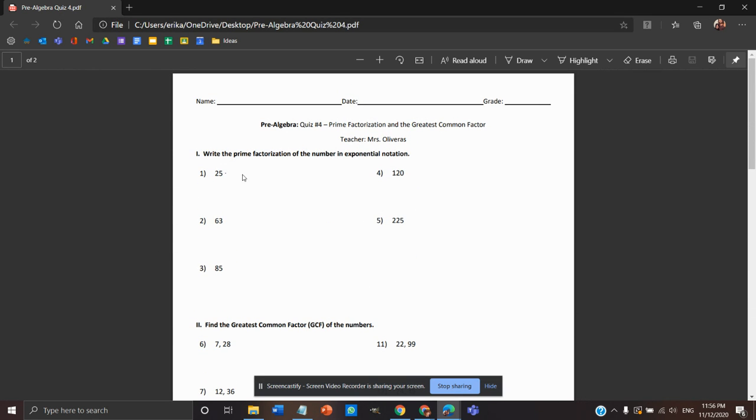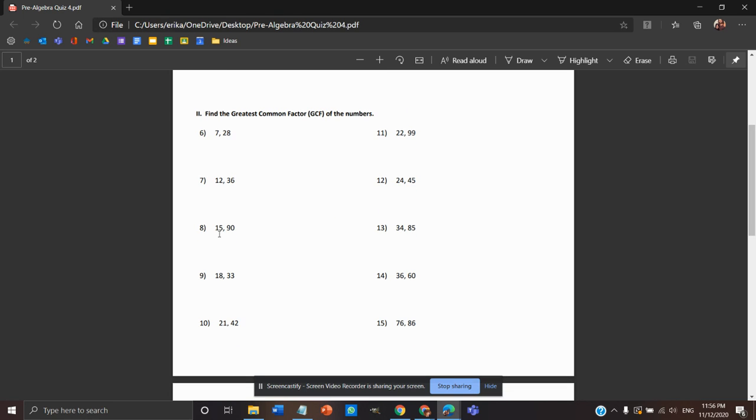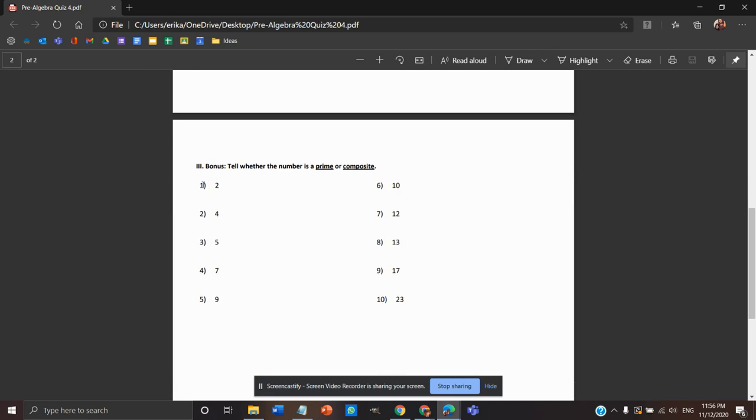So the first five, you're going to have to write the prime factorization of a number in exponent notation. The second part, you're going to find the greatest common factor of the numbers. And in this case, for example, you have 7 and 28. In this one, you have 12 and 36. In this one, you have 15 and 90. So do not confuse it with those other numbers. Just remember that you're going to compare just those two numbers that I'm showing you there. And in the bonus, you have to tell me if that number is a prime or a composite.